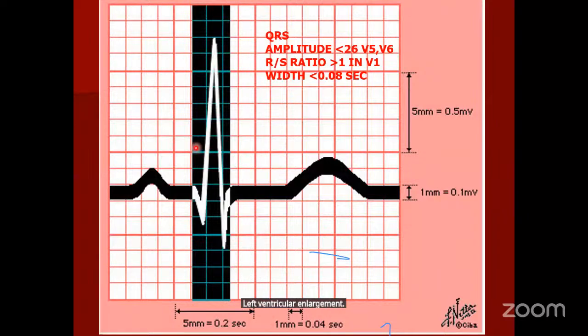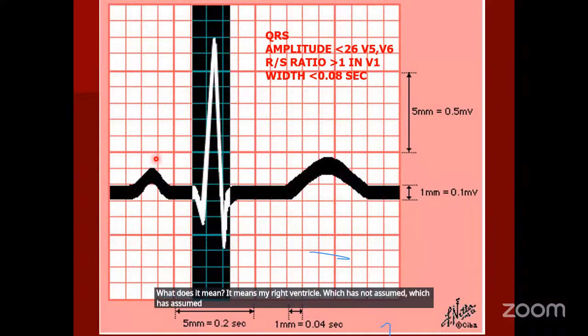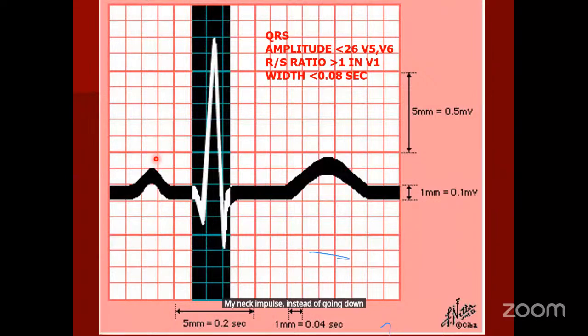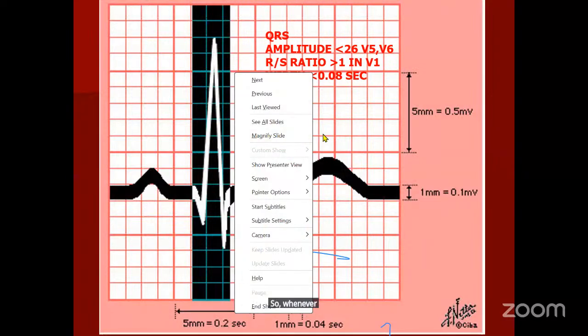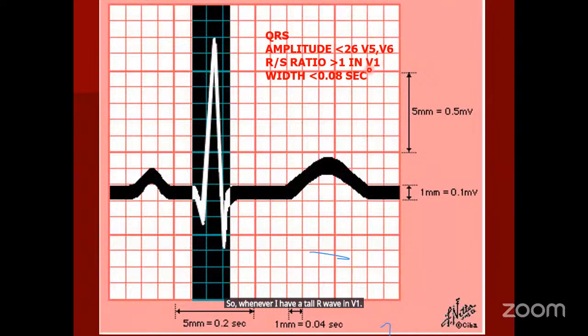As I told you already, in V1, I will have a predominantly negative QRS complex because the impulse is going away from V1 towards V5, V6. Let us say I have a tall R wave in V1. What does it mean? It means my right ventricle, which has assumed more muscle mass than the left ventricle, pulls the net vector towards it. So whenever there is a right ventricular enlargement, my net impulse, instead of going down and towards left, will come towards right, resulting in a tall R wave in V1. So a tall R wave in V1 may represent right ventricular enlargement. A tall R wave in V5, V6 may represent left ventricular enlargement.